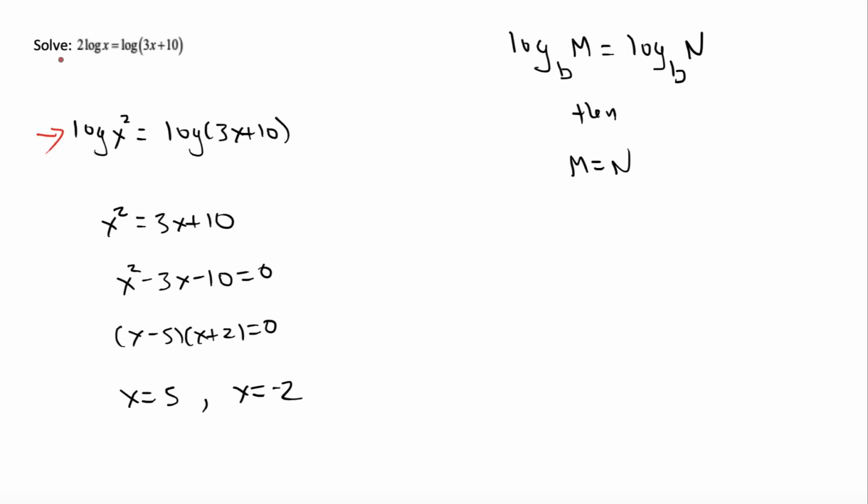If you plug it back into the original equation, notice what happens. We get 2 times log of negative 2, and it doesn't really matter what happens on the right side, because when you plug the negative 2 back into here, notice that we get the log of negative 2, which does not exist. So what does it tell us about negative 2? It's called an extraneous solution.